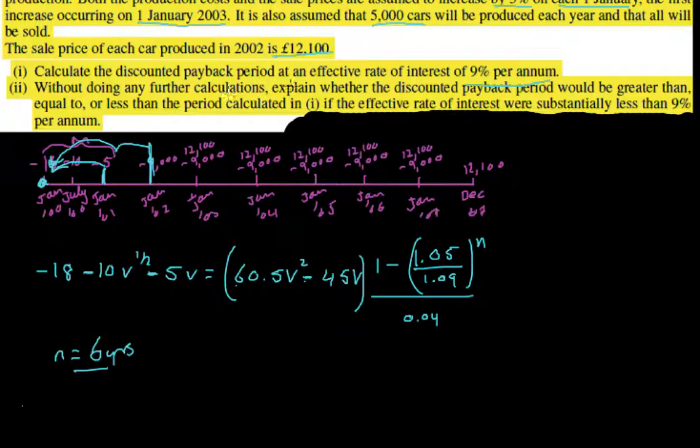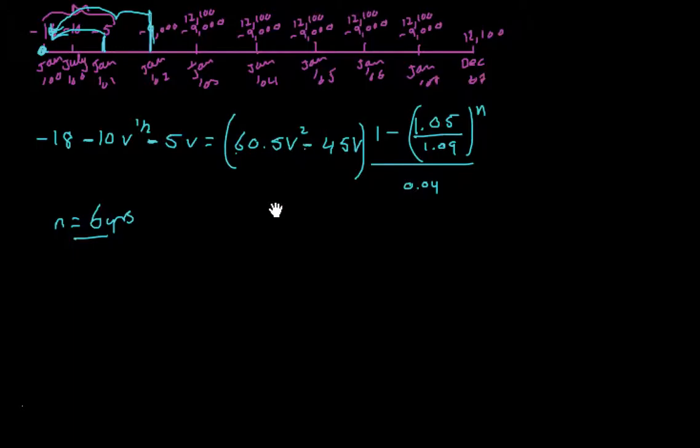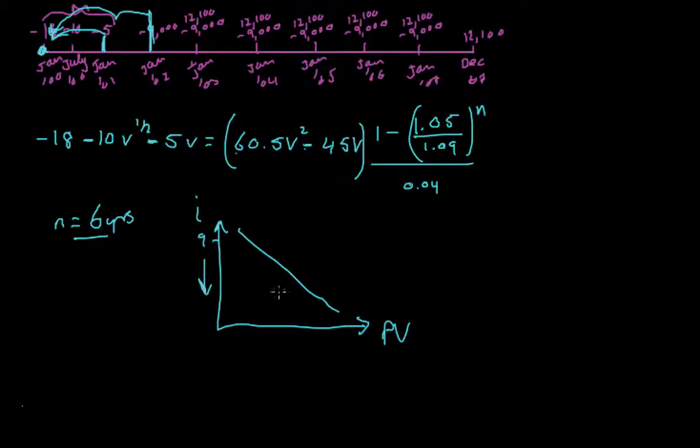Okay, next bit is: without doing any further calculations, explain whether the discounted payback period will be greater than, equal to, or less than the period calculated in part I if the effective interest rate was substantially less than 9 per annum. I like to look at it like this: I do know that they have a negative relationship. So if here's 9 and we decrease it substantially, even if it's to 8, then we're going to be increasing our present value. So if we're going to be having more money, then in actual fact it's going to take less time to receive that amount of money.